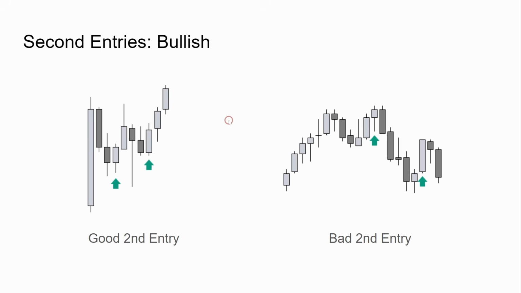This is a bull flag, a good second entry, and a bad second entry. Here we see the first pullback creating a high one. This is the first entry, and then another pullback and a high two.